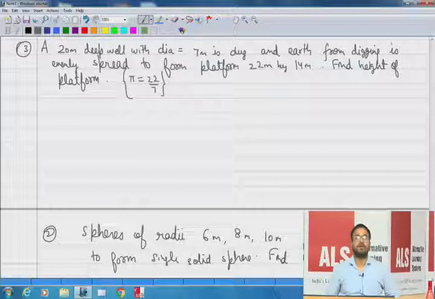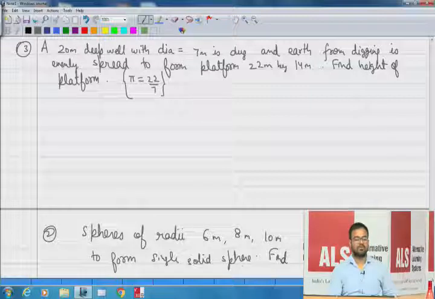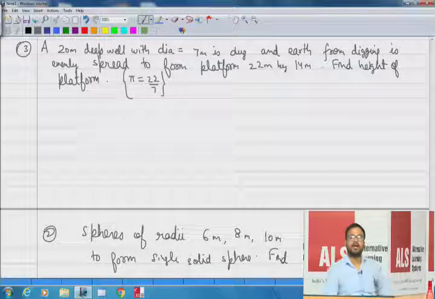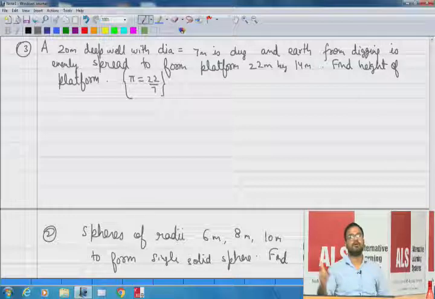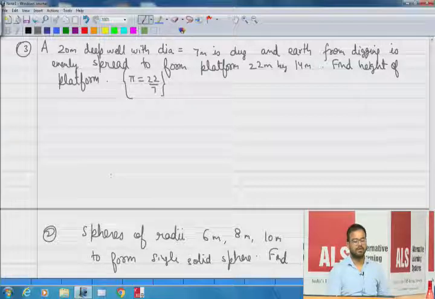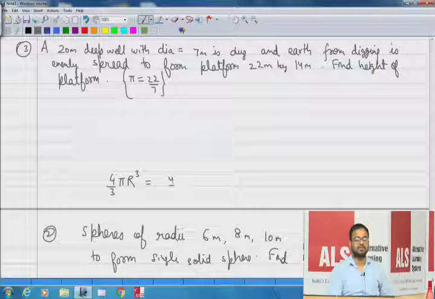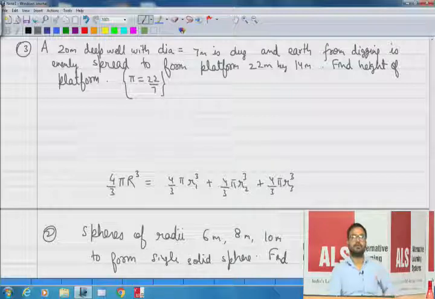No Shillong, it is not 24. Look, spheres of radius 6, 8 and 10 are there, and they were melted to make a single sphere. It means the volume of the larger sphere is equal to the sum of the volumes of the other three spheres. So suppose the radius of the larger sphere is r, so 4 by 3 pi r cube is equal to the sum of the smaller spheres, 4 by 3 pi r1 cube, 4 by 3 pi r2 cube and 4 by 3 pi r3 cube. This will be the equation, right?